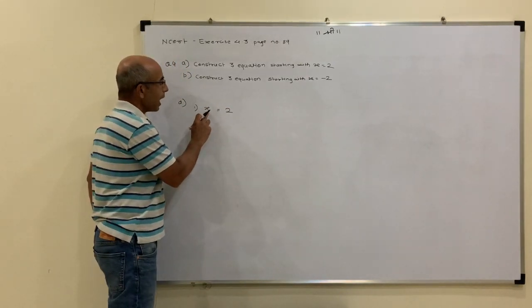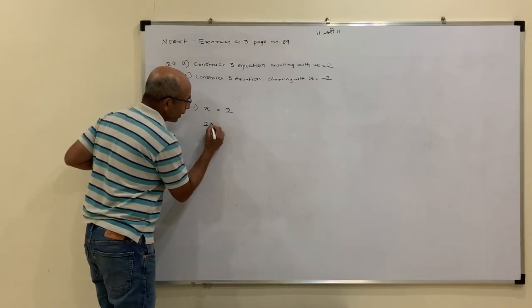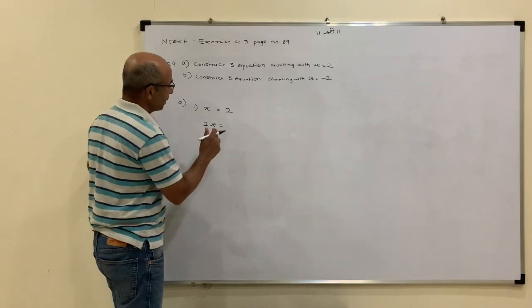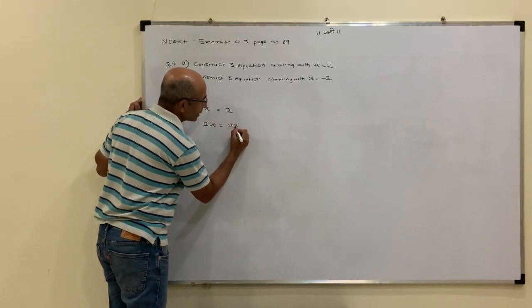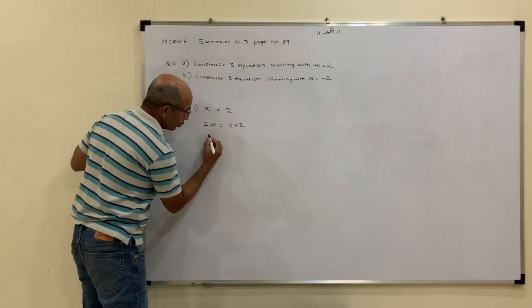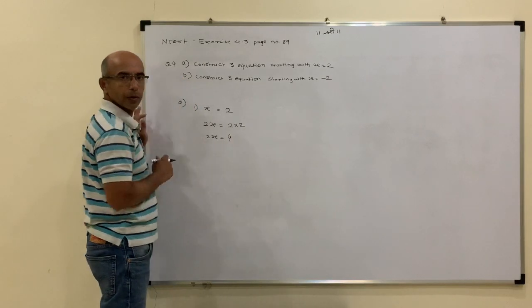Now when I multiply x by 2, I need to maintain the equality, so I'll be multiplying 2 onto the right hand side as well. So now when x equal to 2, 2x will be 2x equals to 4.